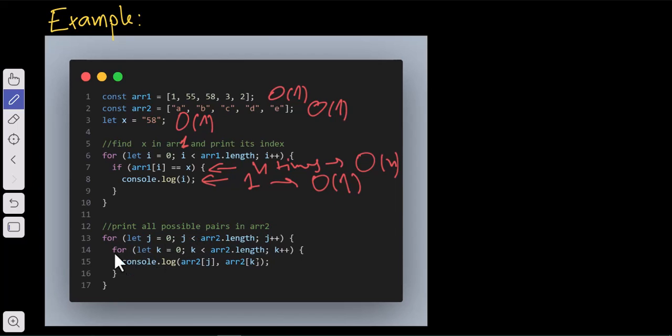Now for the second part of the algorithm, we're trying to print all possible pairs in an array or the array 2. So this instruction is going to happen n times n, or p times p, because we have a different input here, so we should use a different term. So the complexity is going to be O of p squared.